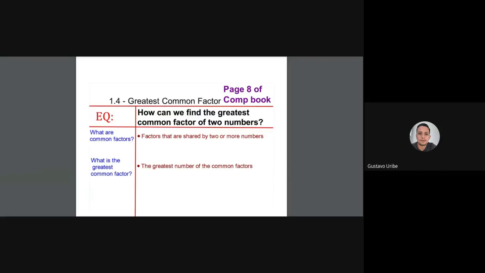Hi everyone, today we are doing a lesson on greatest common factor. So the question we're going to ask ourselves is, how can we find the greatest common factor of two numbers?